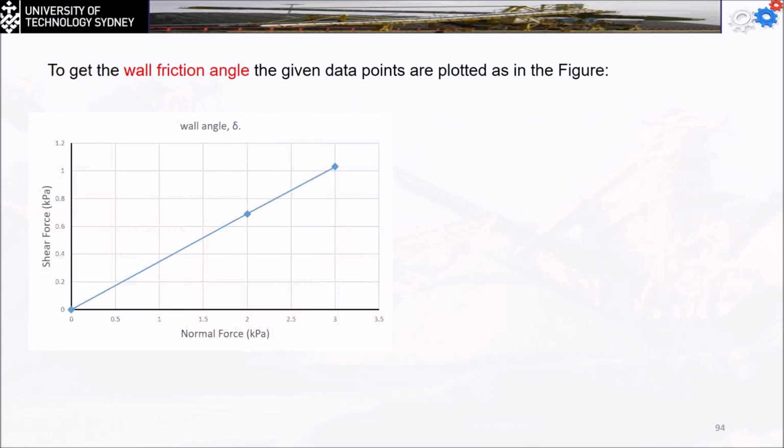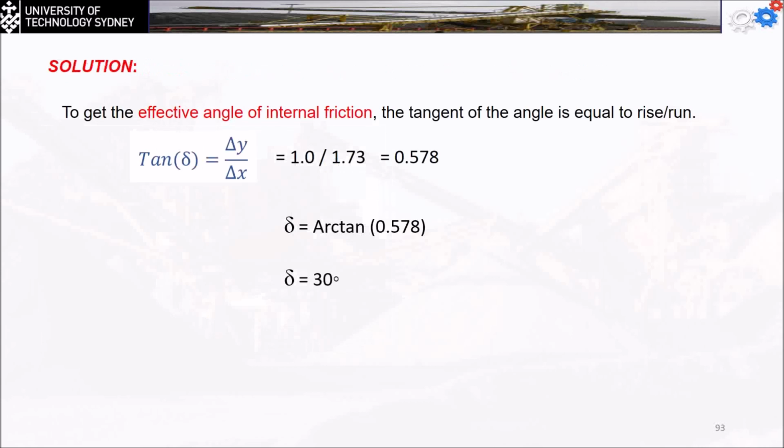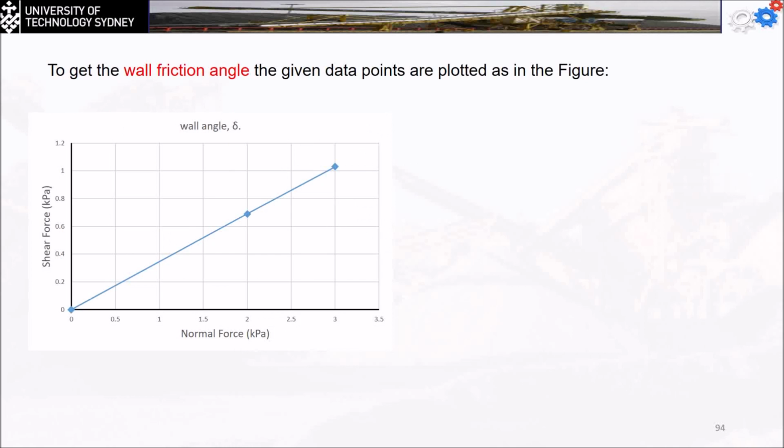That's the delta. Now I would like to find, I have 2 values for the shear force and the normal force. So for 2 it's going to go to 0.7 something, and for the 3 I'll go with 1.13. So put these 2 points, join from the origin, and make a straight line again to get the wall friction angle, given the data points plotted as in the figure. Sorry, this is the delta and this is the delta wall.